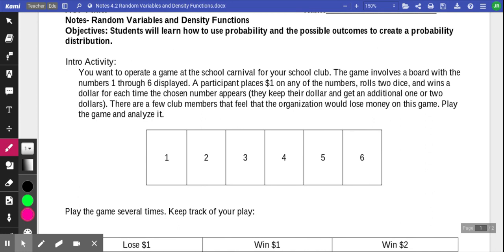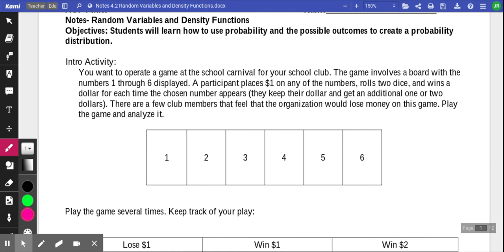It says, you want to operate a game at the school carnival for your school club. The game involves a board with the numbers 1 through 6 displayed. A participant places $1 on any of the numbers, rolls 2 dice, and wins $1 for each time the chosen number appears. They keep their dollar and get an additional $1 or $2. There are a few club members that feel that the organization would lose money on this game. Play the game and analyze it.